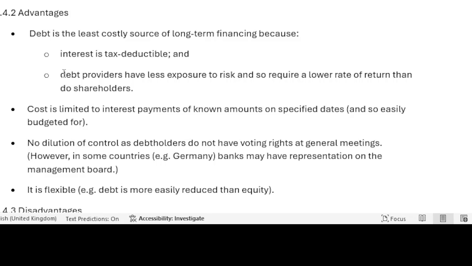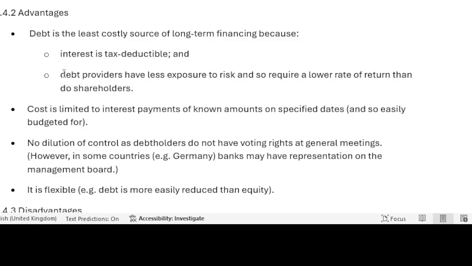Then debt is also a less costly source of financing, because when you have debt, you don't pay tax on that particular debt. Remember, when you're doing your financial statement, we have profit before interest and tax. On that profit, you first deduct the interest that you're going to pay to the finance provider. That interest is not taxed, so you're able to reduce your tax liability.